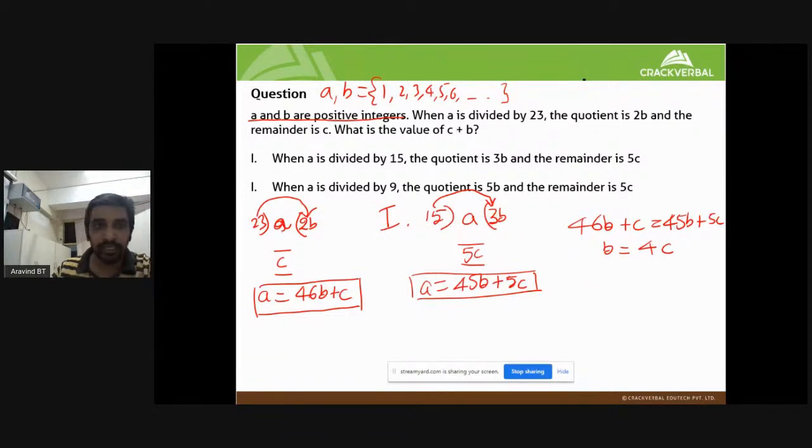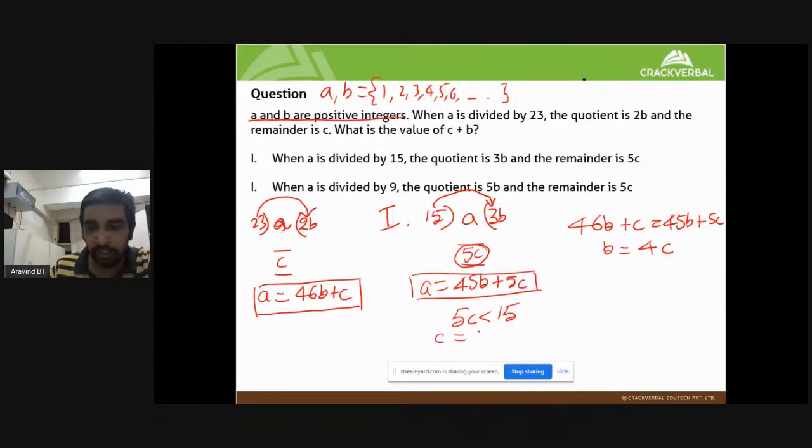Now we know that B is a positive integer, right? So I know that C cannot be 0. I cannot take C as 0. Also remember that this remainder, 5C, has to be less than the divisor. 5C has to be less than 15, which means C can be either 2 or 1 or 0.